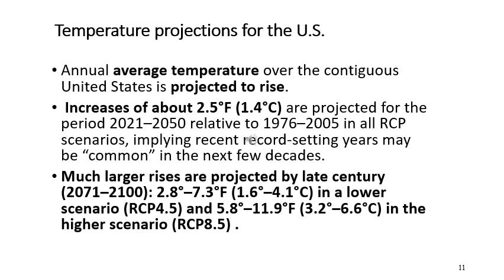So the models tell us that the annual average temperature over the United States is projected to rise pretty much everywhere. Just like with observations, it's not going to rise at the same pace and at the same rate everywhere, and we will see much more warming in some areas and less warming in others. Overall, increases of about 2.5 degrees Fahrenheit, which is about 1.4 degrees centigrade, are projected for the period till the middle of the century.